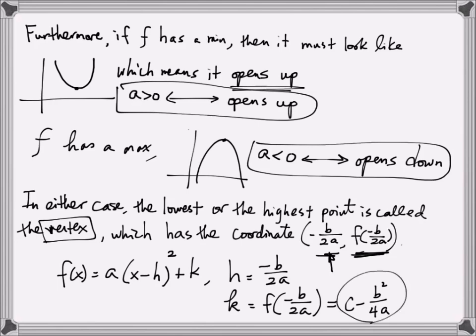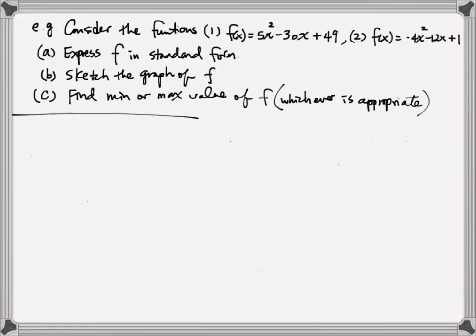We rarely actually remember this formula here. We simply evaluate our vertex using the function given to us. And this coordinate h comma k is called the vertex. Let's look at a couple of examples next.